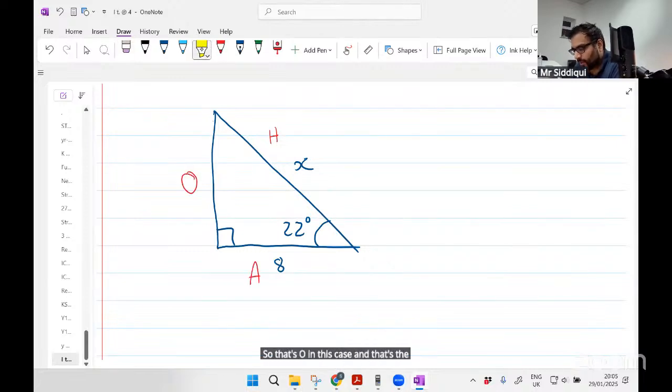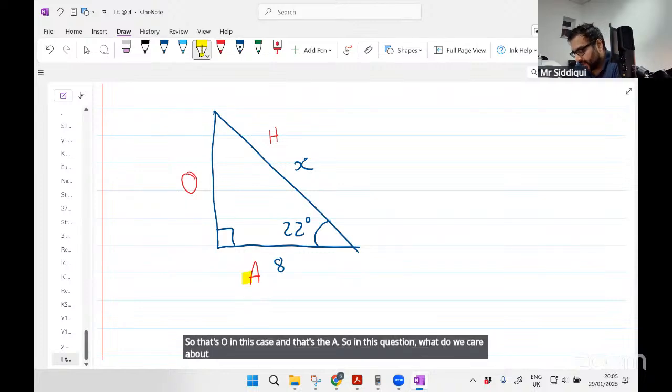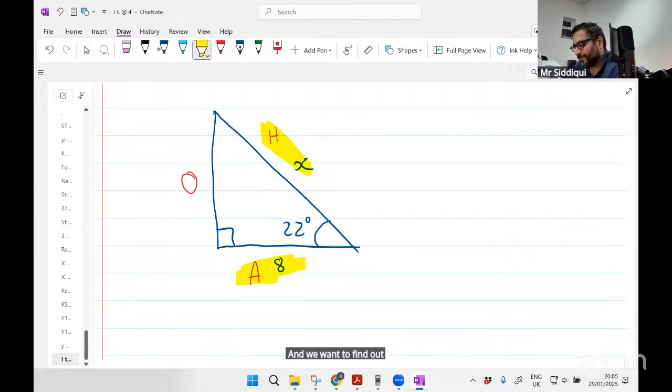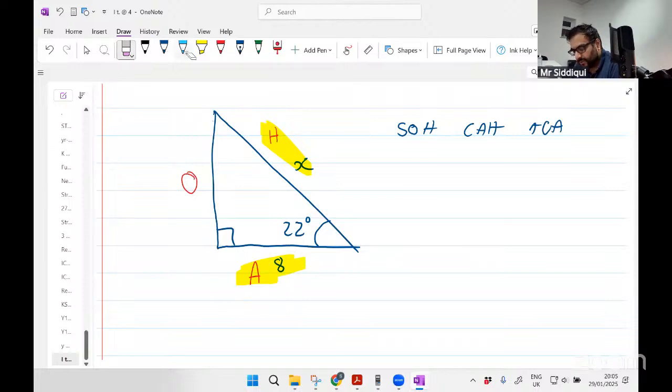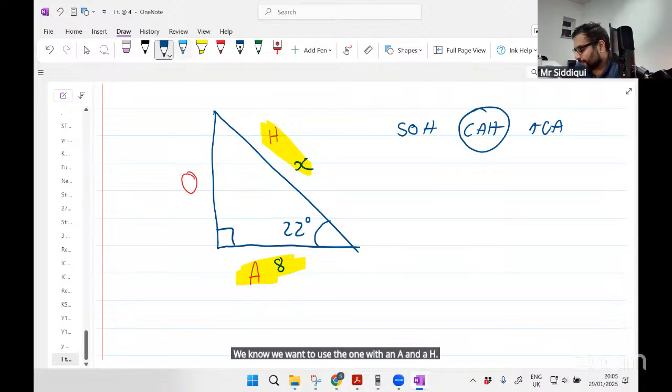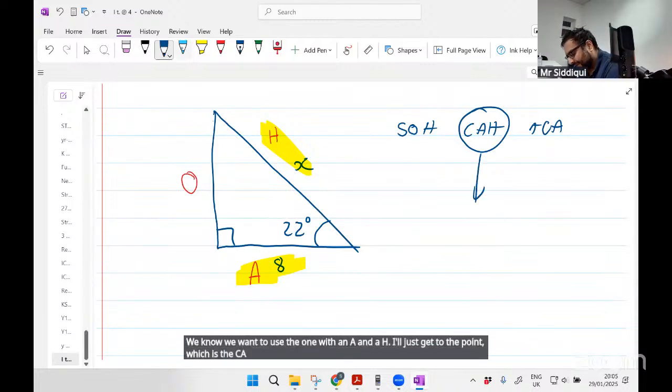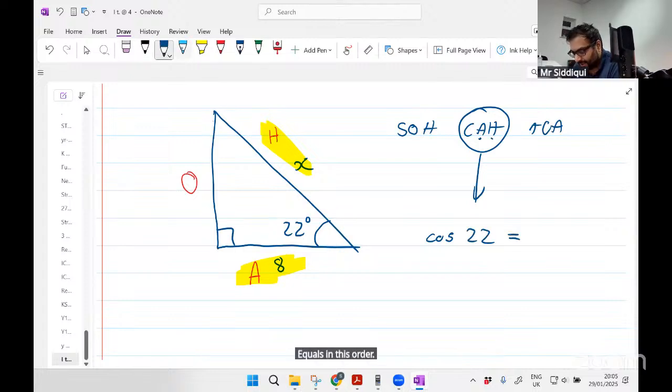So in this question, what do we care about? We know that that is 8, so that's the A, and we want to find out what that is. So using SOHCAHTOA, we know we want to use the one with an A and an H, which is the C, A, and the H there. So that tells you that cos angle 22 equals, in this order, A divided by H. This time, A is 8 and H is X.